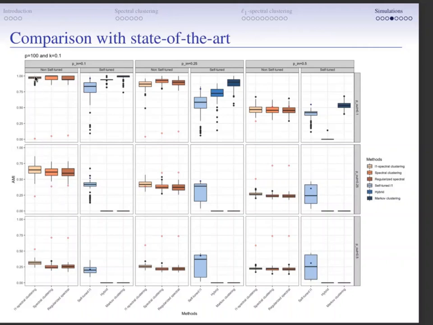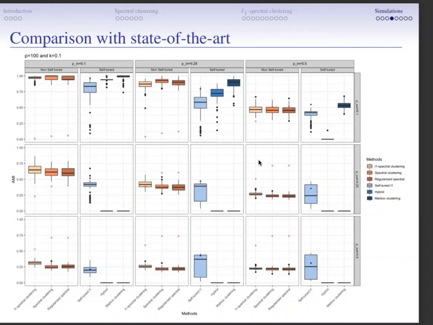Our algorithm is the beige one here. So we have exactly the same performances. Sometimes we are a little bit worse and sometimes we are a little bit better. So I added some red diamonds. These red diamonds indicate the number of misclassified nodes, so the number of errors we made.